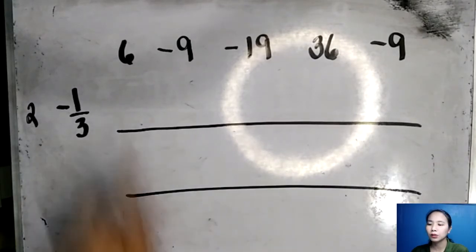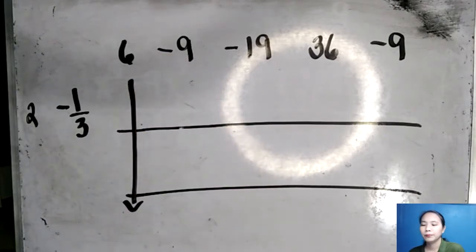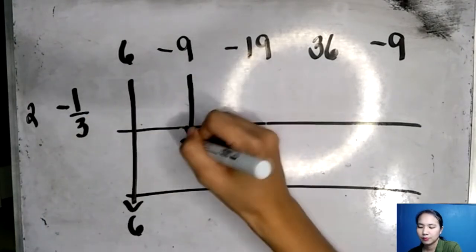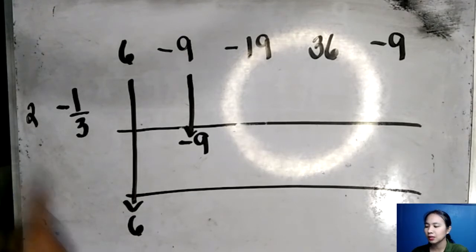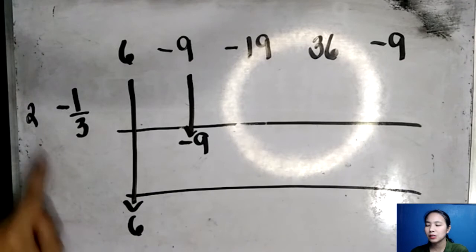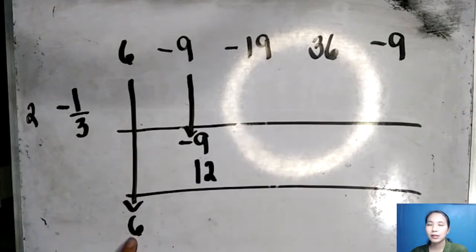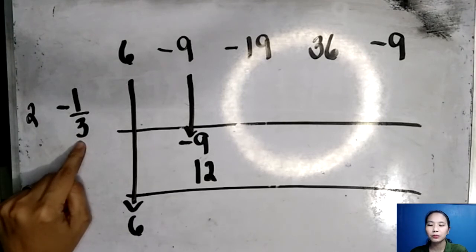So, we bring down the first two numbers. So, yung 6 sa pinakadulo. And then, yung negative 9. Then, uulitin lang natin ang ginawa nating proseso sa ating synthetic division kanina. I-multiply natin ang 6 by 2. So, 6 times 2 is equal to 12. And then, 6 times negative 1/3. So, 6 times negative 1 is negative 6 divided by 3 is equal to negative 2.